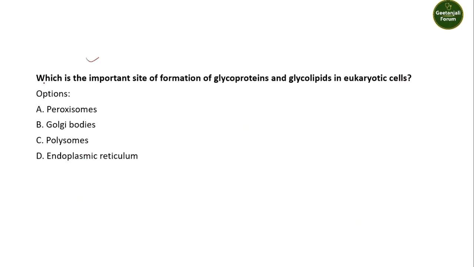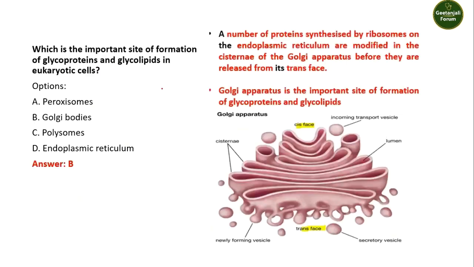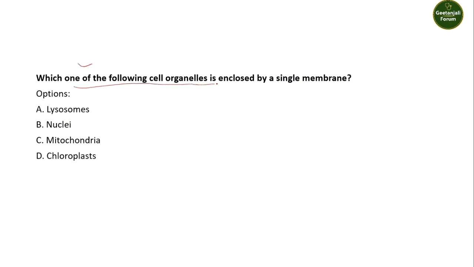Next question is, which is the important site of formation of glycoproteins and glycolipids in eukaryotic cells? So in eukaryotic cells, the glycoproteins and glycolipids, in which organelles they are formed? So we have already studied that. Answer is B, in Golgi bodies. You can see here, Golgi apparatus is the important site of formation of glycoproteins and glycolipids. So glycoproteins and glycolipids both are formed in the Golgi apparatus or Golgi bodies. So answer is B.